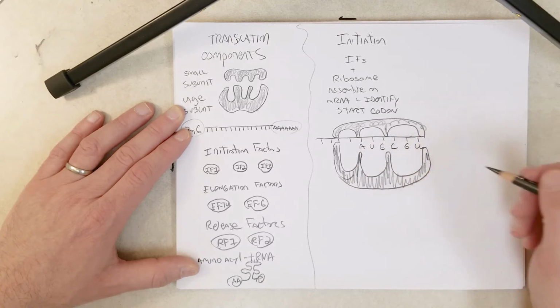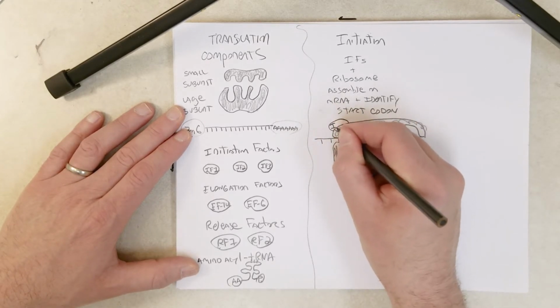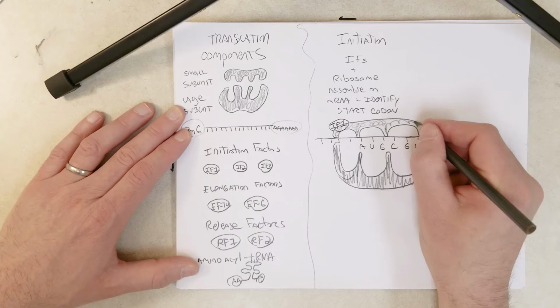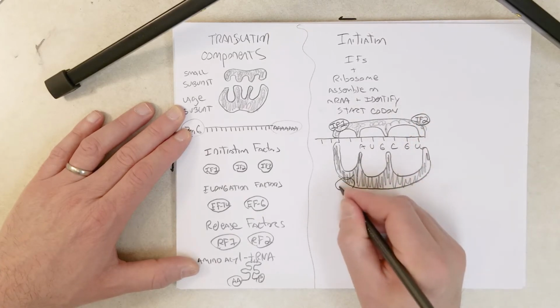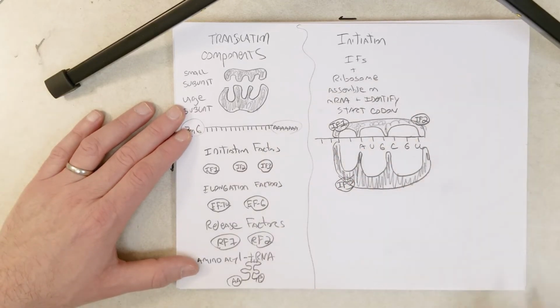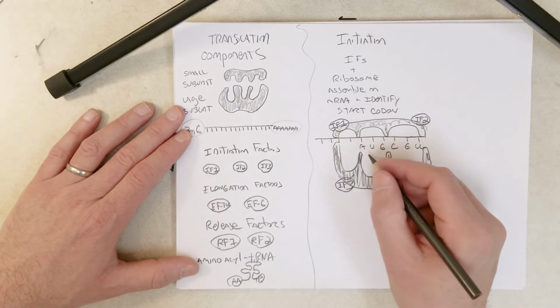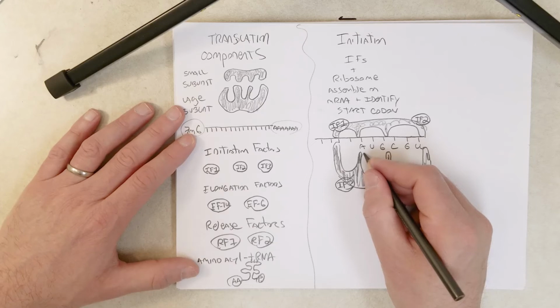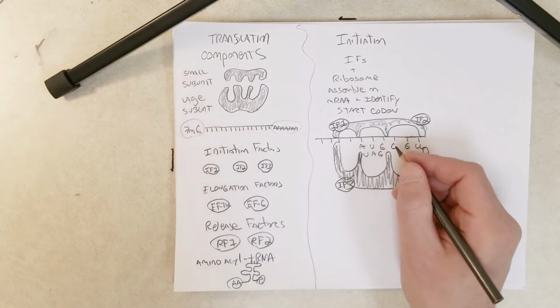Okay, small subunit, large subunit. Now let me put the initiation factors in here. So for our purposes, initiation factors are helping initiate translation. IF1, IF2, IF3, and I don't really know exactly where they're binding in here. So they're just helping with the process. They're necessary to get this process started. We don't need to worry about what scientists think they actually do.